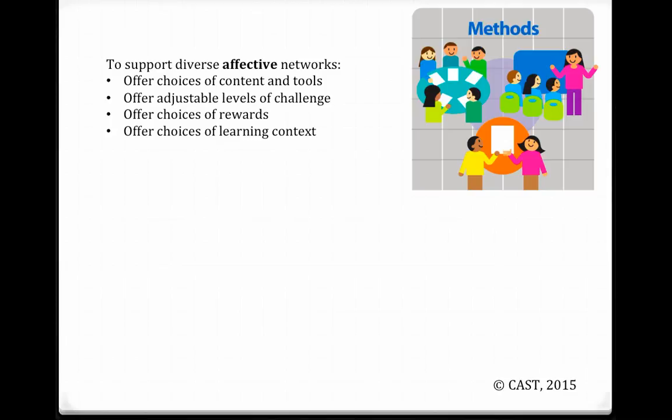Let's look at the affective network first. If you're planning a lesson, the things that you need to consider for reaching the affective networks are your choice of content and tools, offering adjustable levels of challenge, offering choices of rewards, and offering choices of learning context. Those are the things that are going to stimulate the interest and motivation in your students for learning.